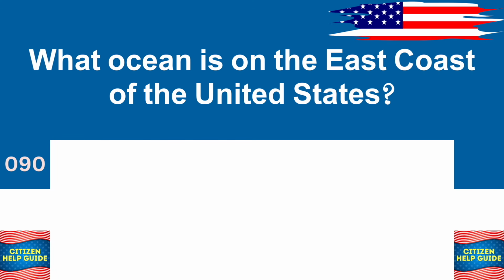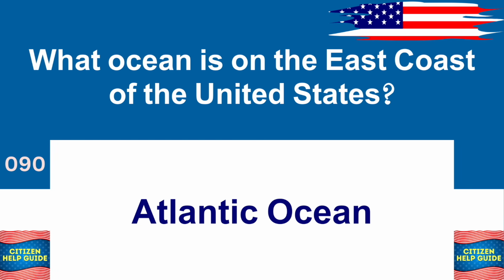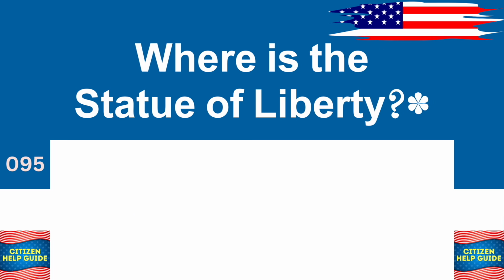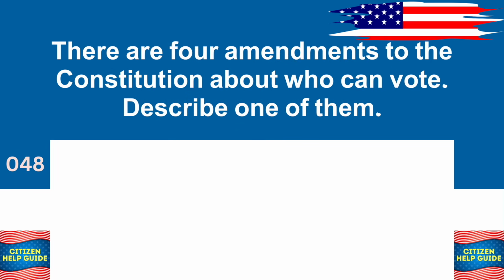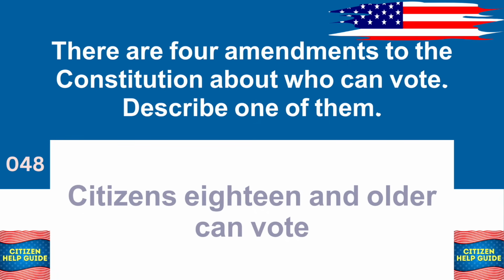What ocean is on the east coast of the United States? Atlantic Ocean. Where is the Statue of Liberty? New York Harbor. There are 4 amendments to the Constitution about who can vote. Describe one of them. Citizens 18 and older can vote.